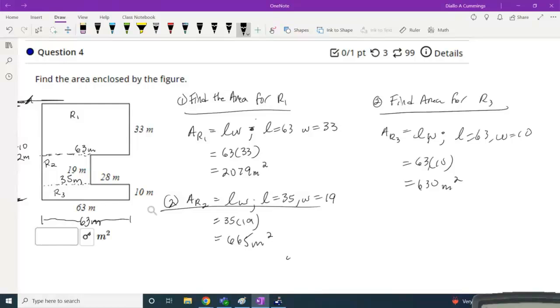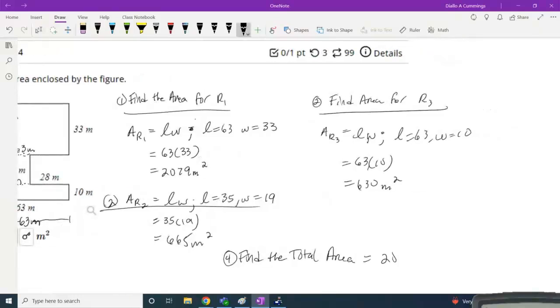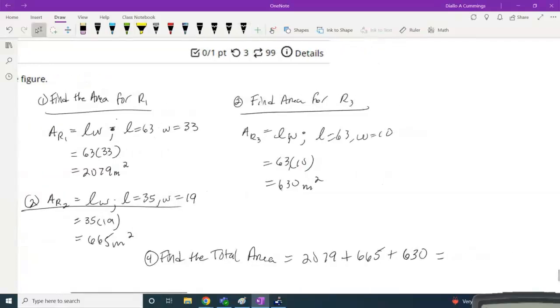And now the last thing to do is find the total area. So I'm going to take 2,079 plus 665 plus 630. When we add all of those up together, we should get 3,374 square meters.